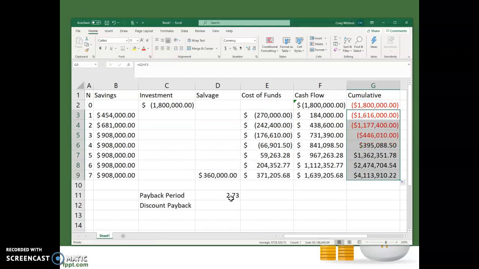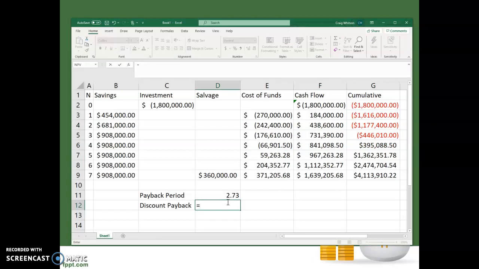pull that down. And so in order to find my discount period, it's going to be equal to 3 years plus, or in this case negative, because this is a negative value, this amount of money that we still need to make in order to reach a balance of 0, divided by the total amount of money I'm going to be making in the next year. And so that gives me my discounted payback period, 3.53. So you can see when you take into consideration the cost of funds, it does add to the payback period.